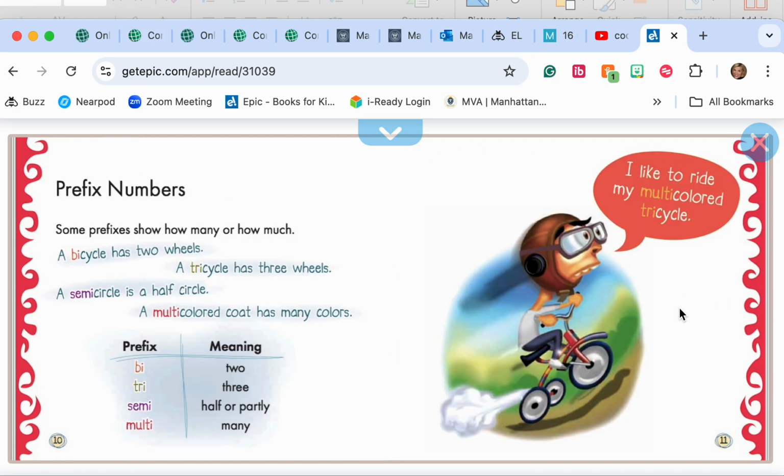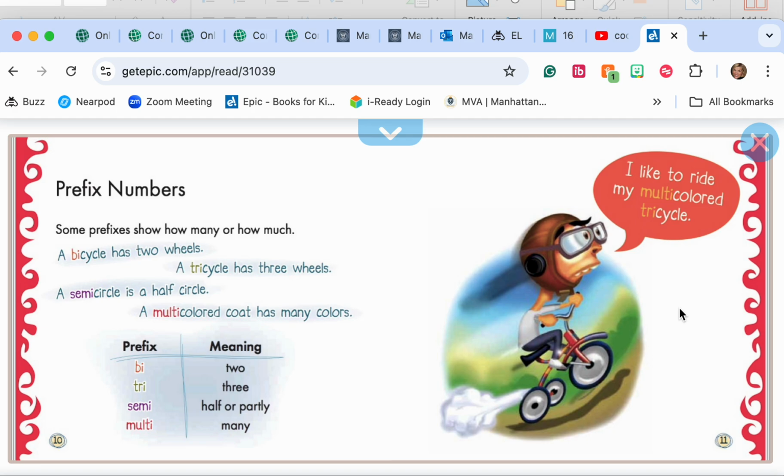Prefix numbers. Some prefixes show how many or how much. A bicycle has 2 wheels. A tricycle has 3 wheels. A semicircle is a half circle. A multicolored coat has many colors. So some different prefixes involving numbers would be: bi means 2, like a bicycle has 2 wheels. Tri as a prefix has the meaning 3, like a tricycle means 3 wheels. Semi means half or partly.